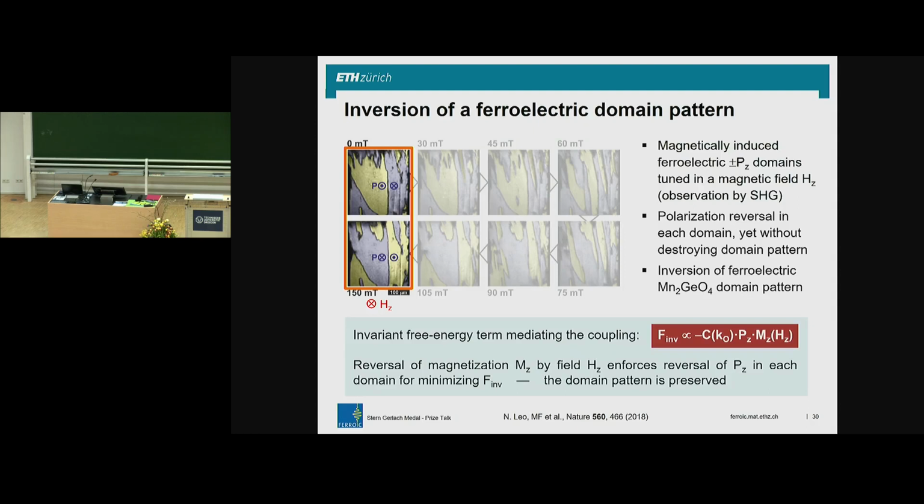How does it work? You can understand it because you can write down a free energy that couples the polarization to the magnetization, induced and controlled by your magnetic field, with some coupling constant. And now if you change the sign of the magnetization with your magnetic field, that's what we do here, polarization has to reverse as well to keep this free energy at minimum. So polarization compensates the sign change of the magnetic field-induced magnetization. That's why everywhere P changes sign, and you keep the domain structure that is on top. So domain inversion, a nice functionality that is more than just magnetoelectric coupling.